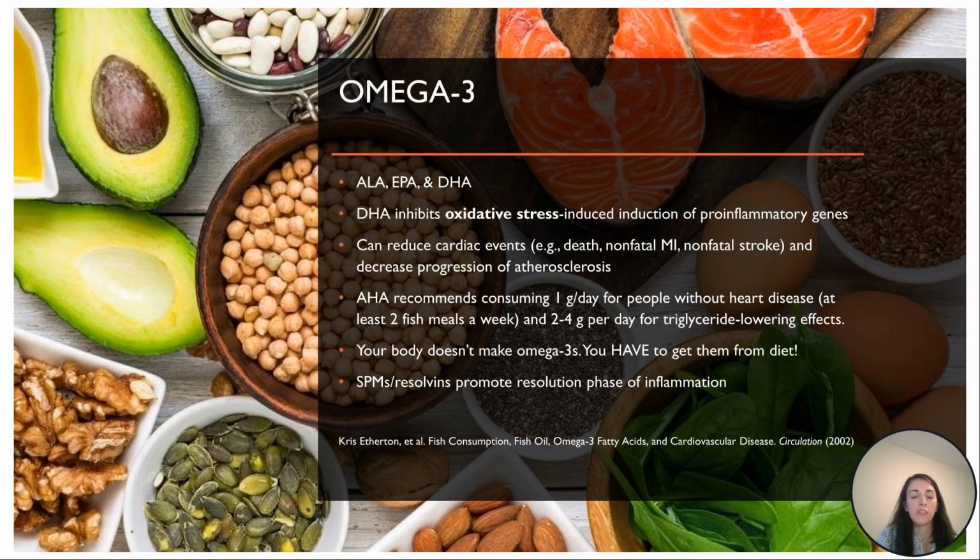And omega-3s have been shown to reduce cardiac events and disease and decrease progression of atherosclerosis, which is plaquing in your arteries. The American Heart Association recommends consuming about 1 gram a day for people without heart disease, which is about like 2 fish meals per week. And in people who have high triglycerides, getting 2 to 4 grams per day is recommended by the American Heart Association. You have to get omega-3s from diet. Your body doesn't make them.